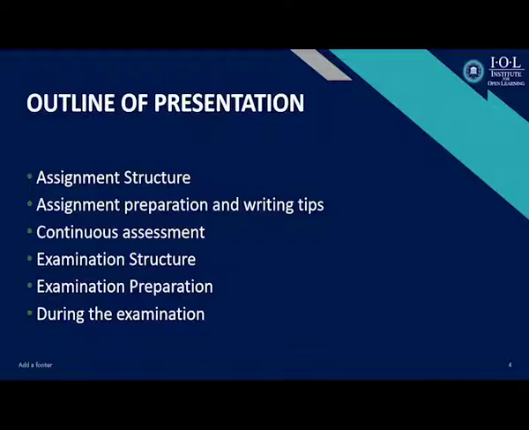Our course outline or presentation outline is like we will be looking at our assignment structure. We'll be looking at our preparation and writing tips for the examination and the assignment. We'll be looking at continuous assessment and what you need to do during your examination.